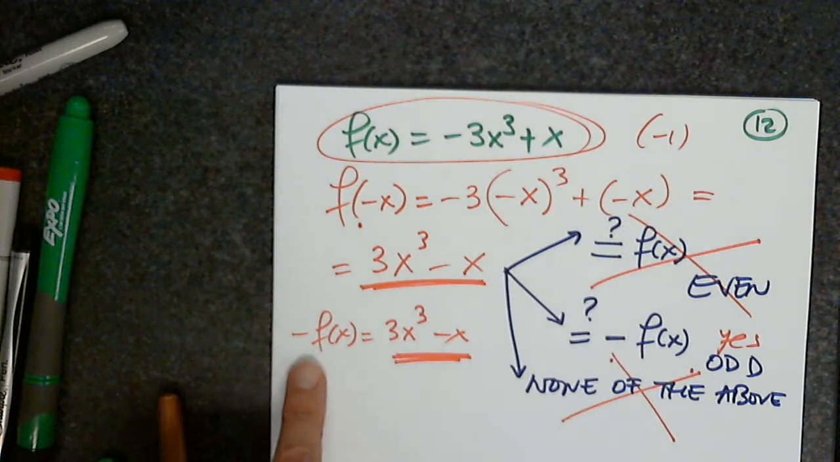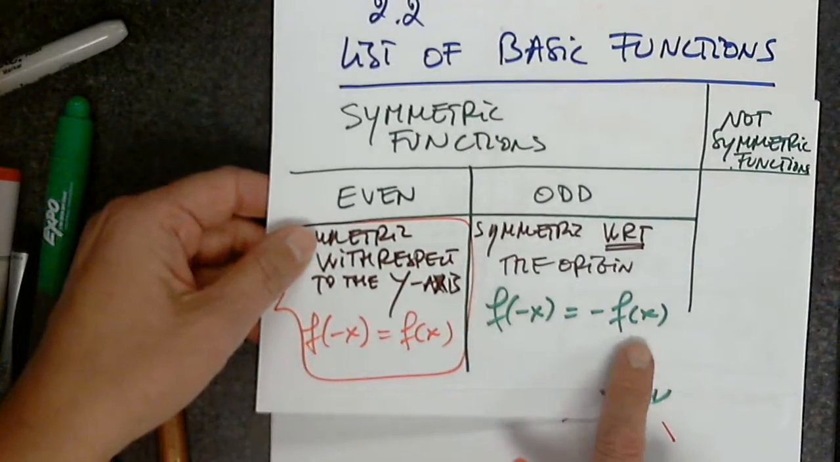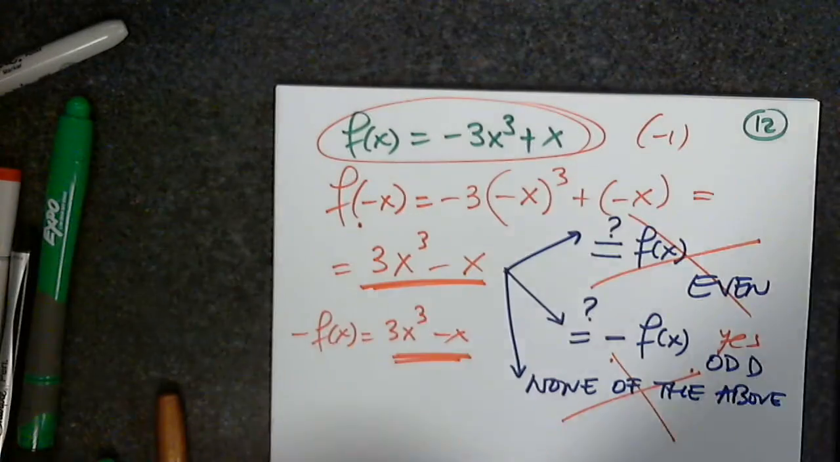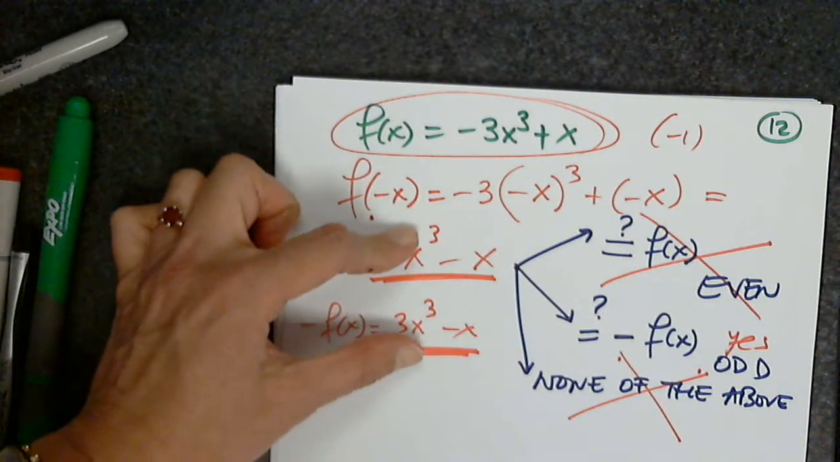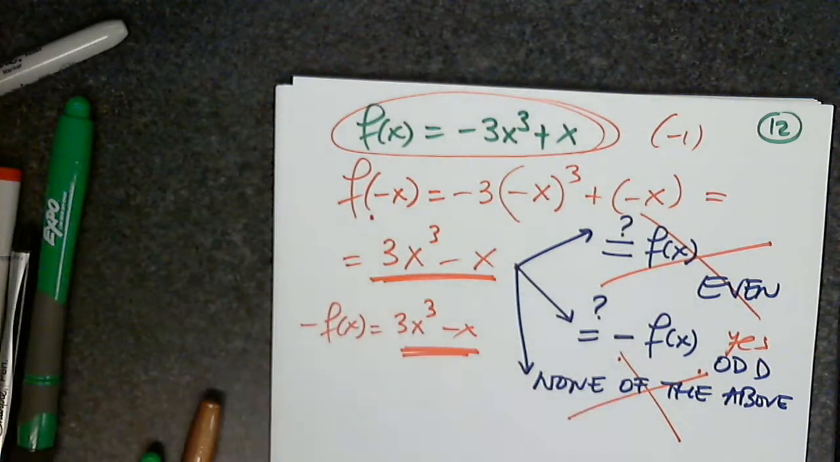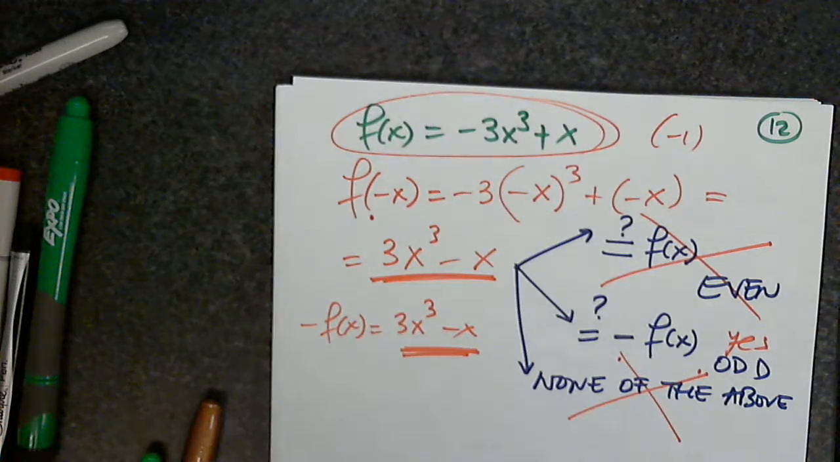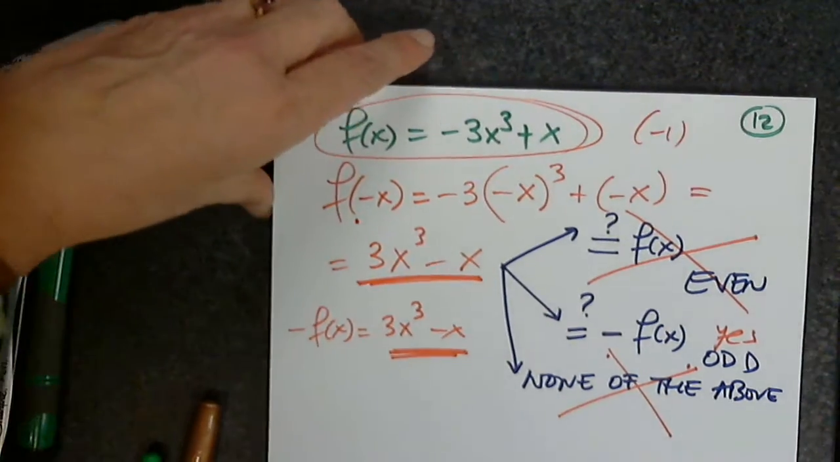Then I have to calculate the second piece of the odd possibility. I calculate negative f of x multiplying both sides by -1, and then I realize that these two are the same. If these two are the same, then the function is odd. Better? Yes. Perfect. Anything else here?